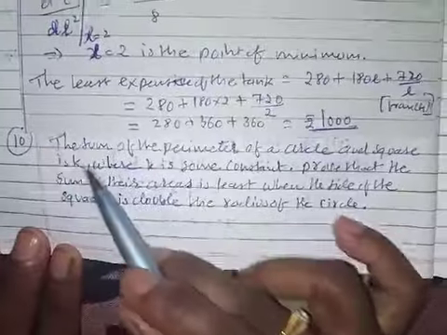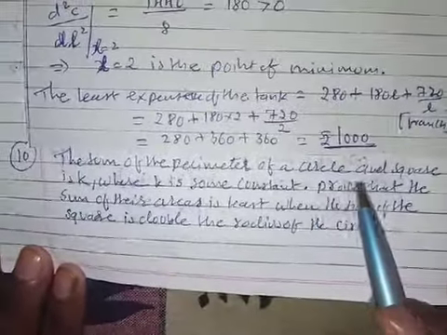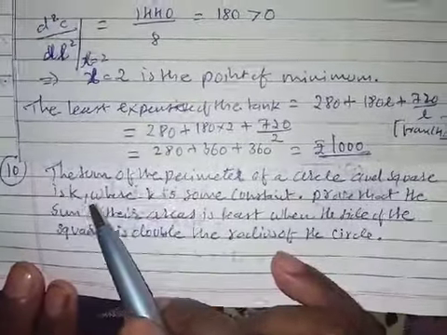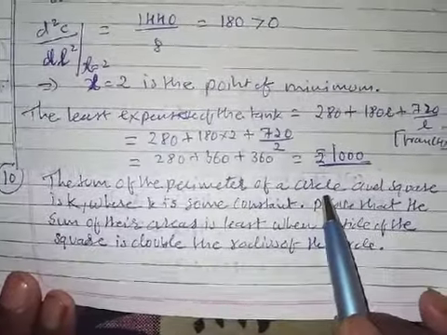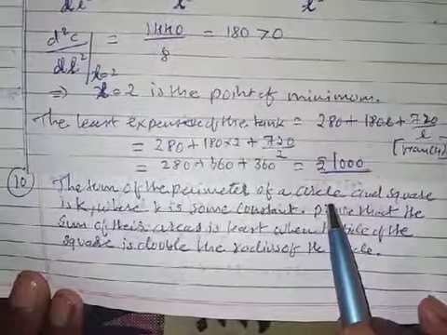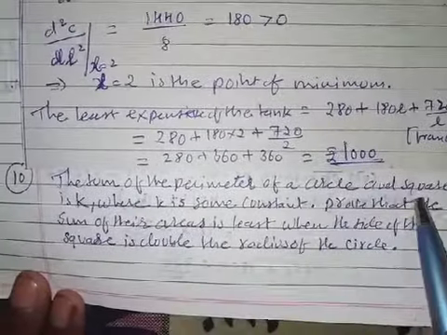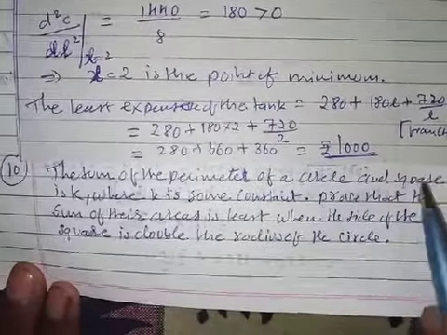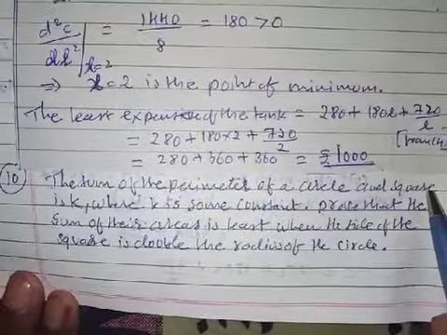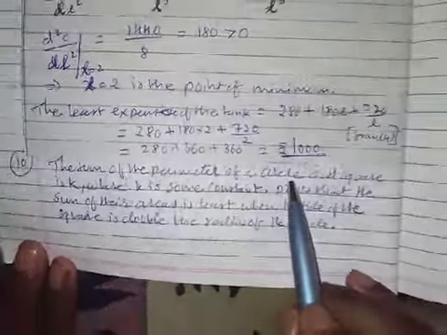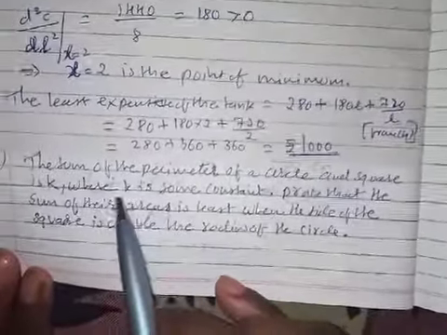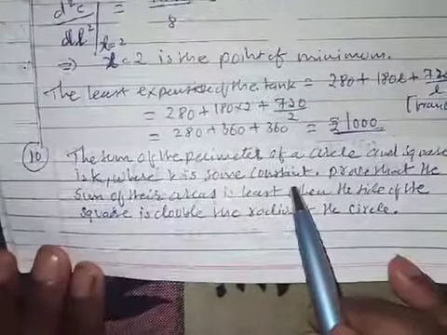Question number 10. The sum of the perimeter of a circle and a square is k. What is the perimeter of the circle? It is the circumference of the circle, that is 2 pi r. And what is the perimeter of the square? If x is the side of the square, then it will be 4x. If r is the radius of the circle, then it will be 2 pi r. That is equal to k, where k is some constant.